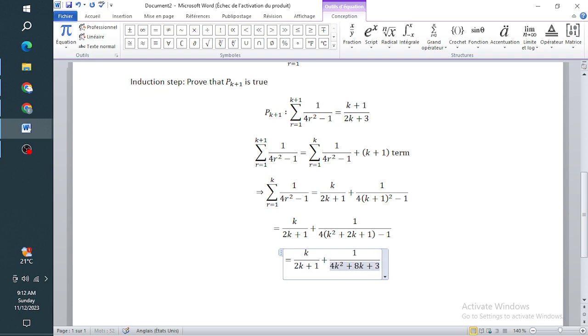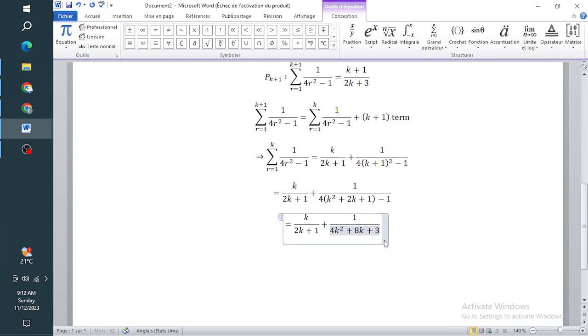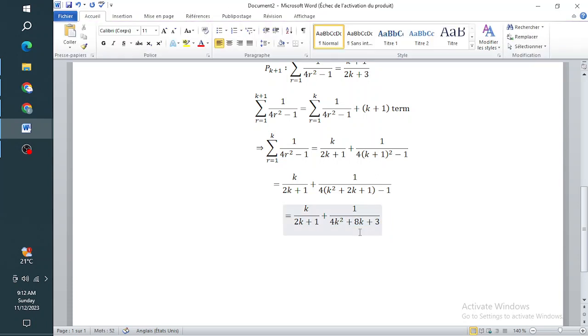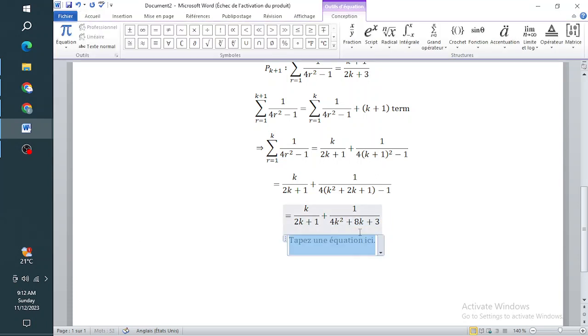But this is going to give us 3. Okay, so let us see how we can factorize the quadratic 4k squared plus 8k plus 3. Now we need to find the factors of 4 times 3, the factors of 12, that when we add we have 8, and when we multiply we have 12.